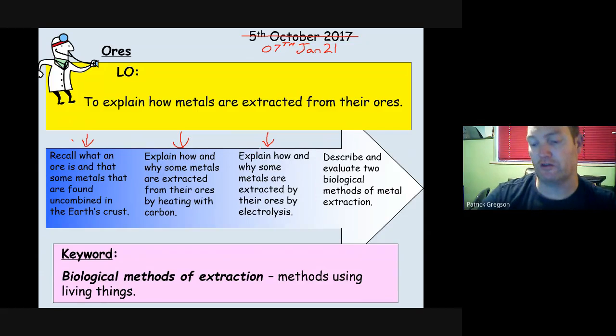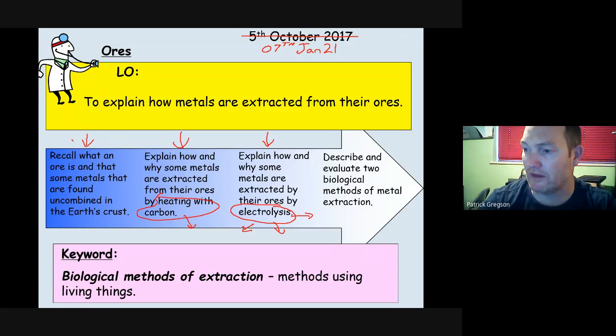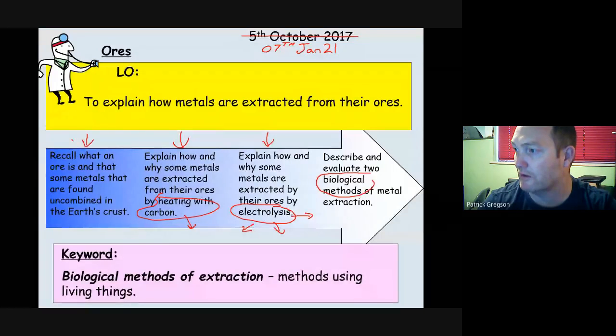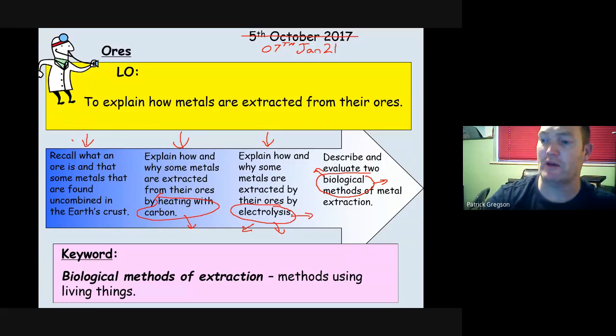So the key to this, guys, is to take really simple notes and write those keywords down. So I would say have the word electrolysis written down. And from that, you can just draw little notes off what electrolysis is. You can put heating with carbon, why we do that, etc. Extract, I forgot, biological methods. There we go. I'll put that down here as well. And you can just draw little offshoots. So yes, it looks a little bit like a mind map, but it's a good way of learning when we're online and doing it this way.